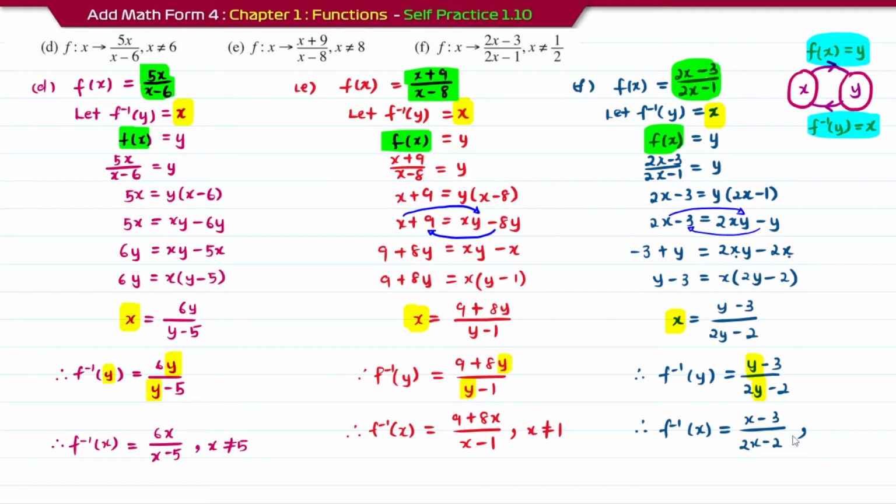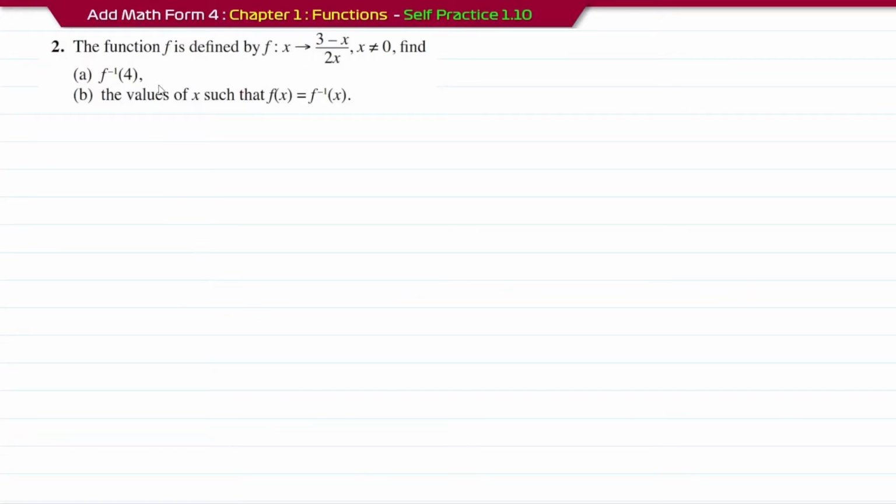So in this case, x cannot be equal to 1, because if x is 1, then you're going to have 2 minus 2, which is 0. So question number 2. The function f is defined by f maps x to (3 minus x) over 2x. So A, find the inverse f of 4.